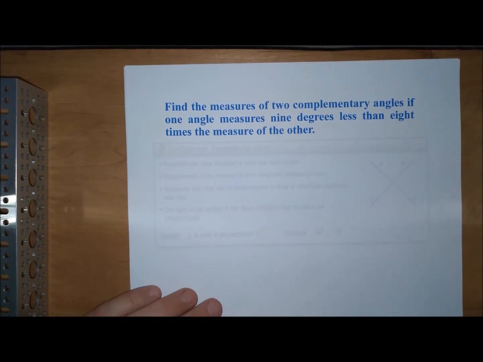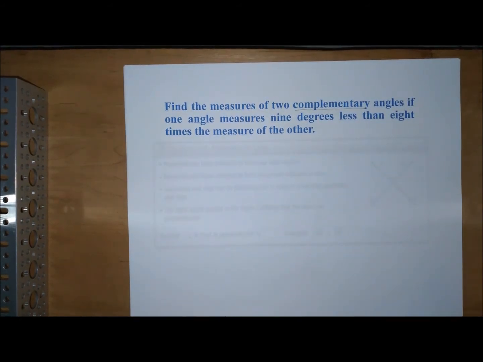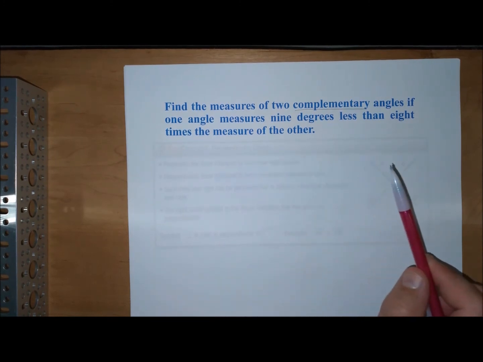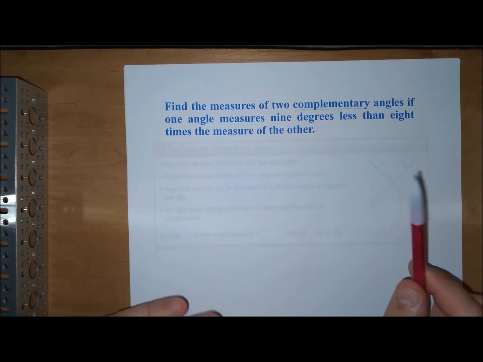It's slightly different though, because this time we're talking about what type of angles? Complementary angles, not supplementary angles. If one angle measures 9 degrees less than 8 times the measure of the other, how about I sketch it out? Okay, let's start to draw it.